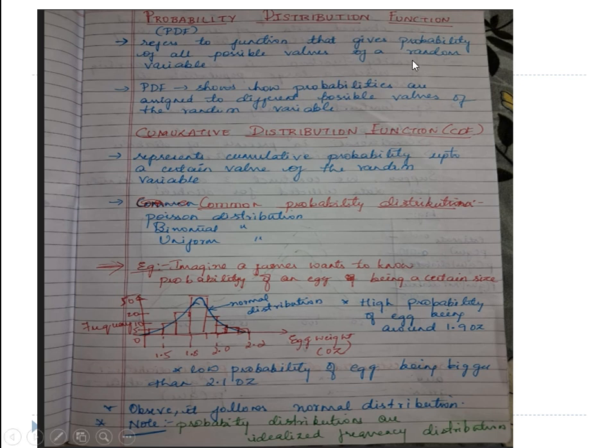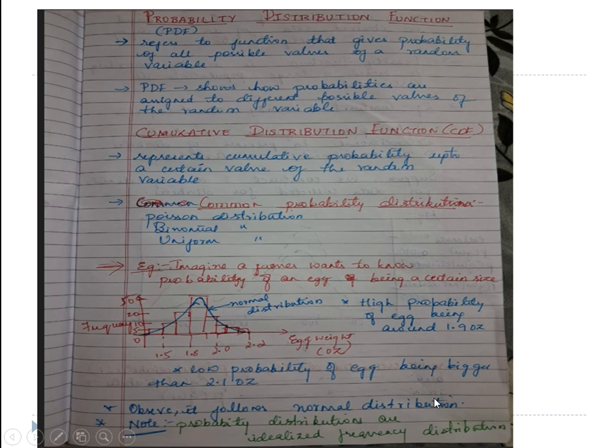Coming to the probability density function, this refers to a function that gives the probability of all possible values of a random variable. So the PDF basically tells how probabilities are assigned to different possible values of a random variable. On the other side, the cumulative distribution function or CDF represents the cumulative probability up to a certain value of the random variable, and we have seen this in the last session itself. The common probability distributions are the Poisson distribution, binomial distribution, and uniform distribution.